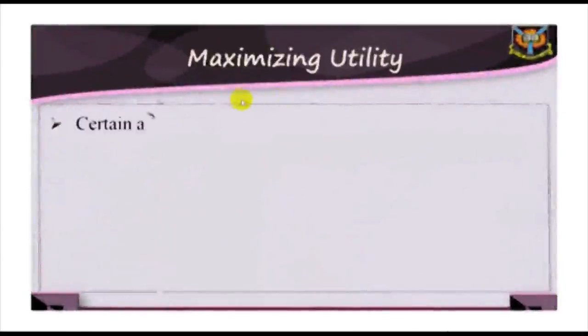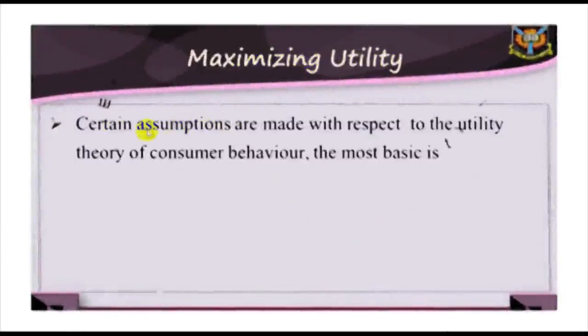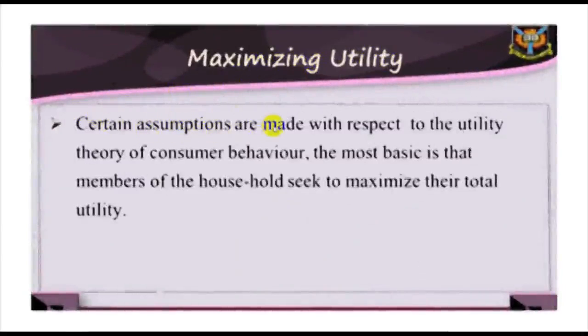Maximizing utility. Marginal utility. Certain assumptions are made with respect to the utility theory of consumer behavior. These assumptions include that commodities are available, and prices and incomes are fixed. Perhaps the most basic assumption is that members of the household seek to maximize their total utility.